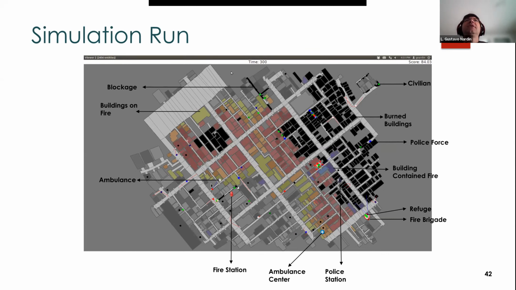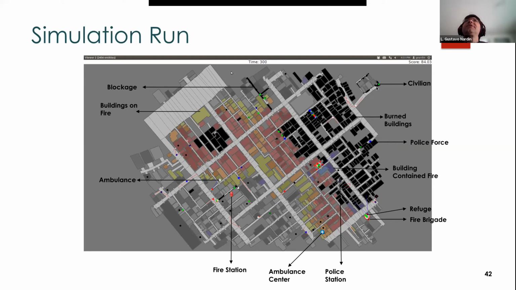Then we have the rescue elements or entities. We have the ambulance, which are the white dots. We have the police force, which are the blue dots. And we have the fire brigades, which are the red dots. And we have the civilians, which are the green ones.